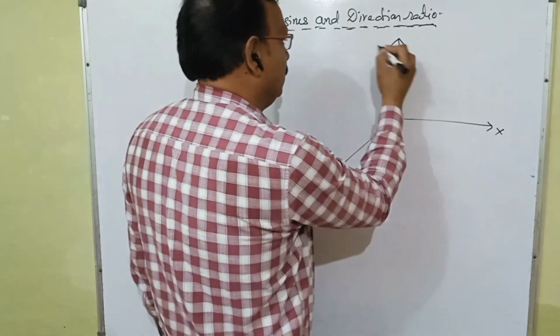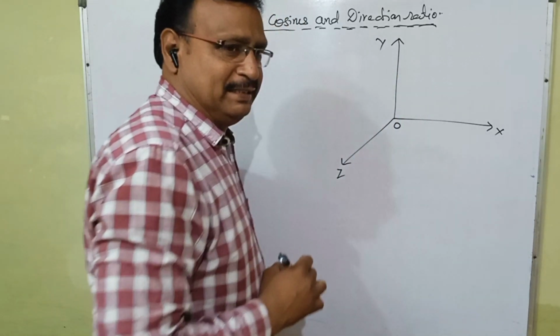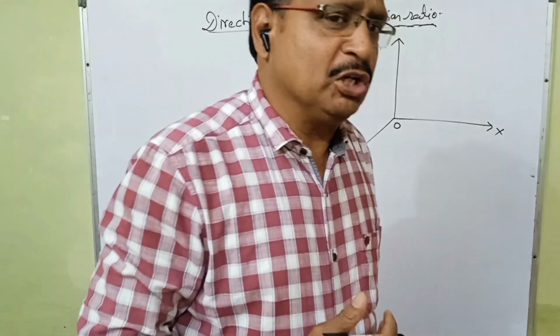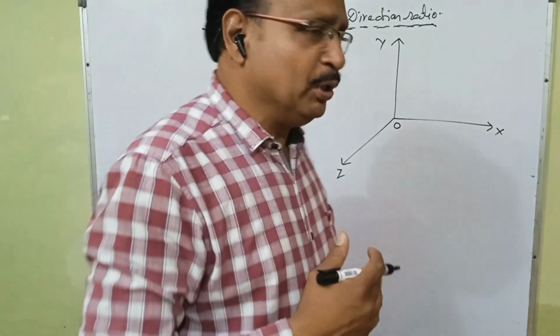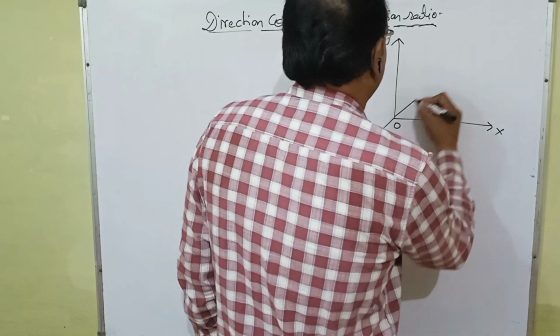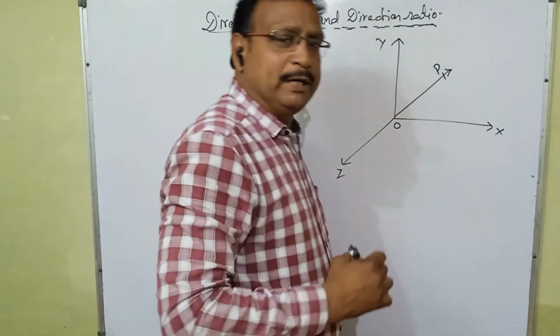Here are the x-axis, y-axis and z-axis, and this is our origin. The X, Y, and Z axes in the three-dimensional Cartesian plane are three mutually perpendicular axes. Here we take OP as any vector whose magnitude is R.